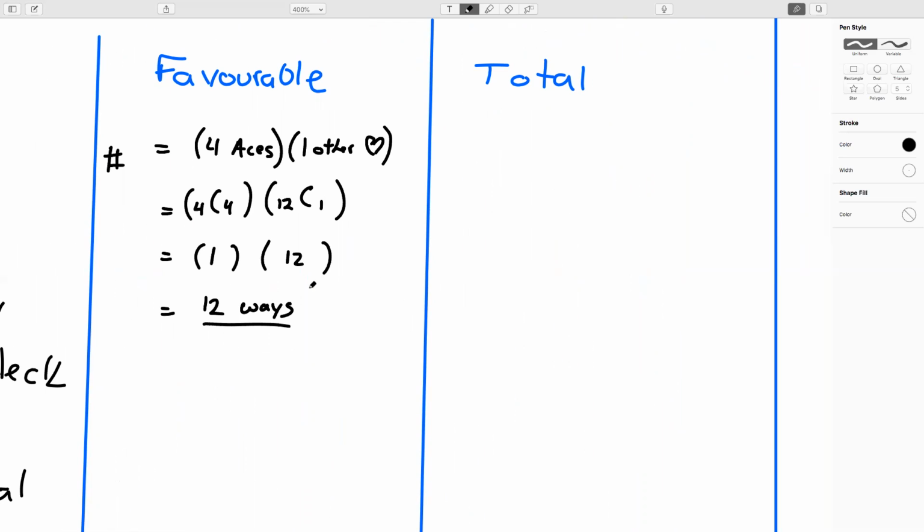If we want to calculate the total, there's going to be a heck of a lot more. In this case, we just have to pick 5 cards out of 52. So the number of ways total follows the same approach as before. We have 5 cards. This is going to be 52 choose 5, which is a lot of hands. 2,598,960.